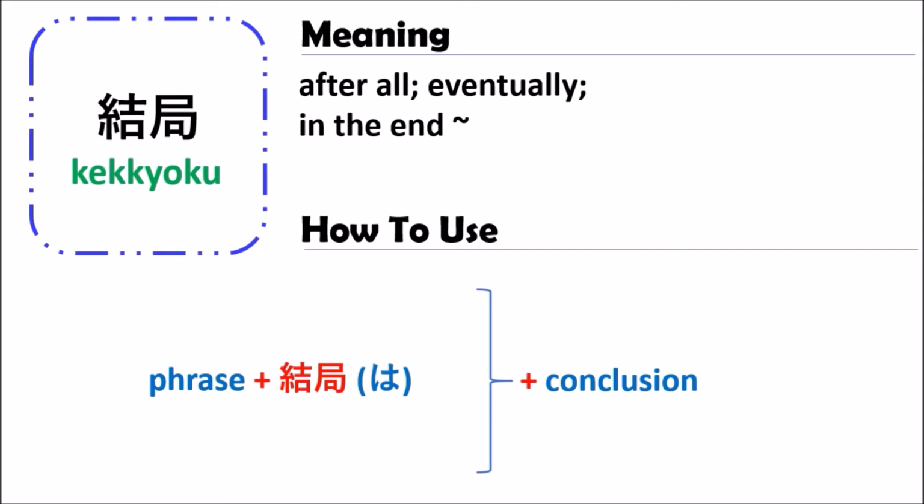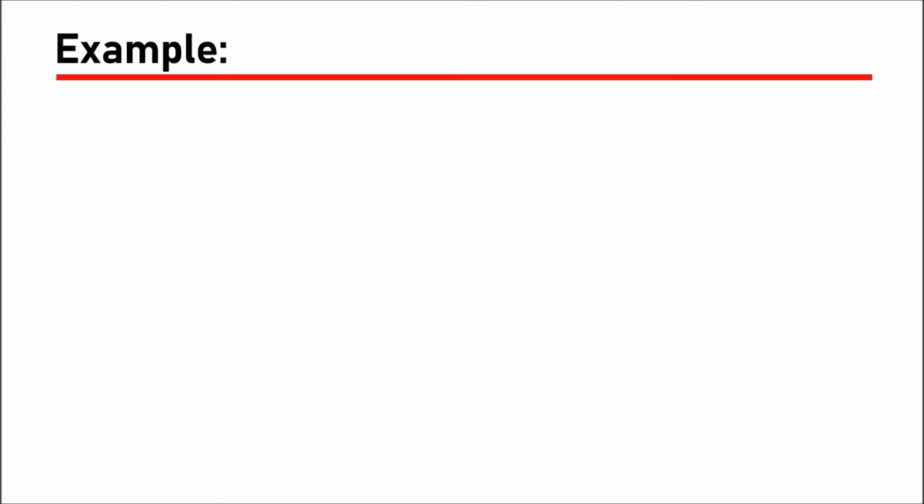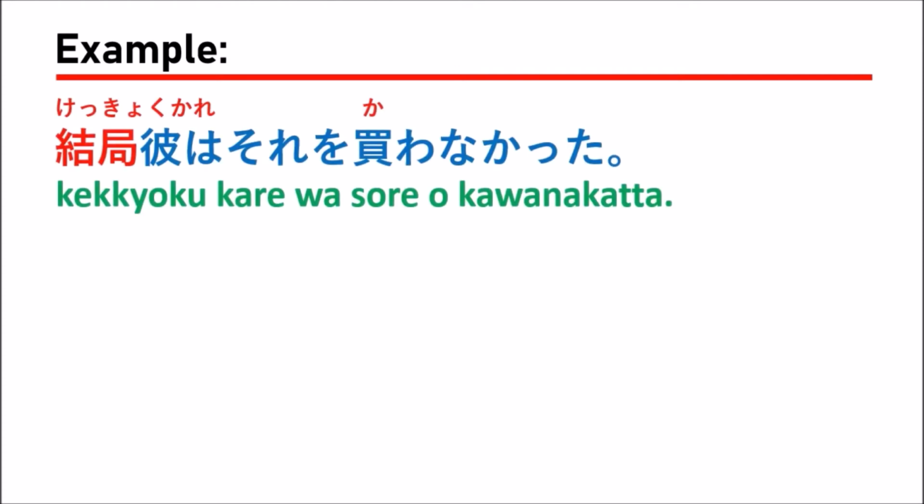But to understand better how to use the grammar of KEKKYOKU, next we are going to see some examples of how to use it. Sometimes we don't need a subject before KEKKYOKU, and sometimes we don't need a verb, but sometimes we do. It just depends on the situation that you're talking about. So now let's see some examples.